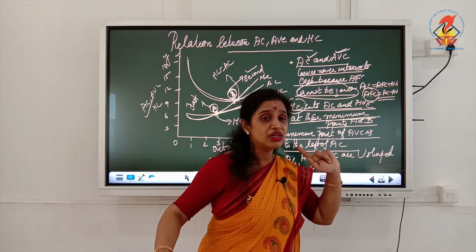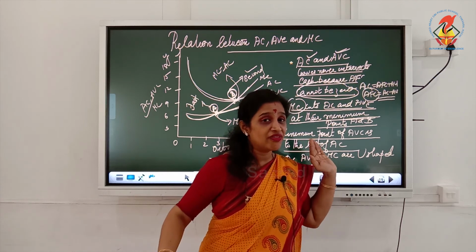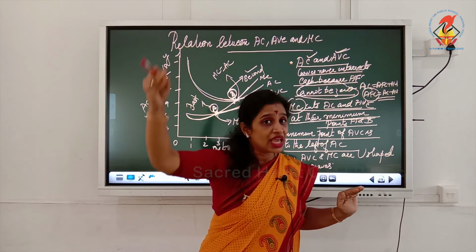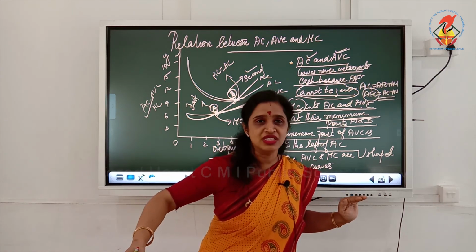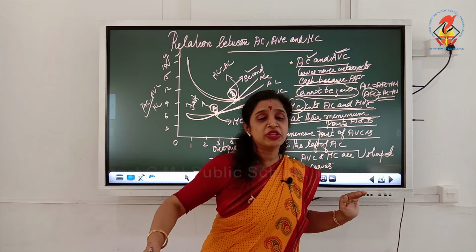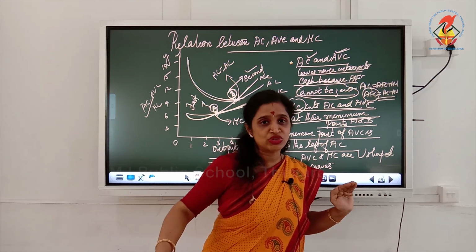Remember what we learned in the last video. When AVC reaches the minimum point, AC is still falling because of falling AFC. Please try to remember the point which we have learned in the last video.